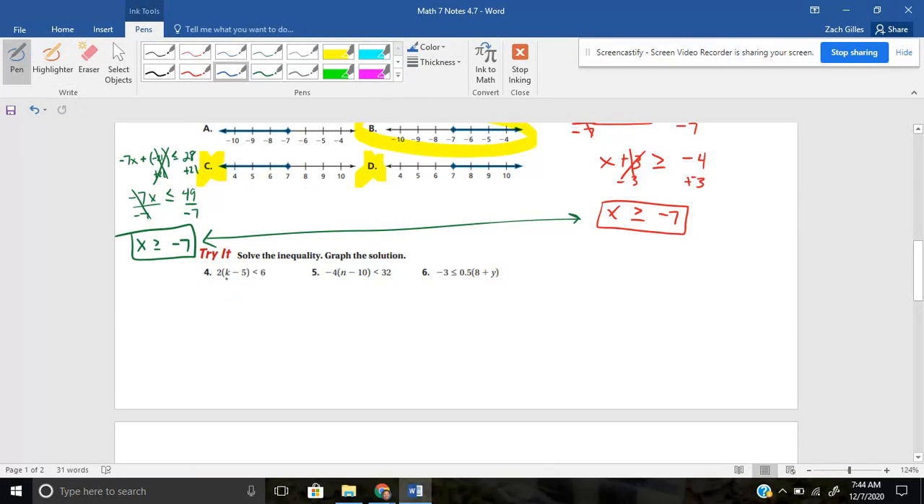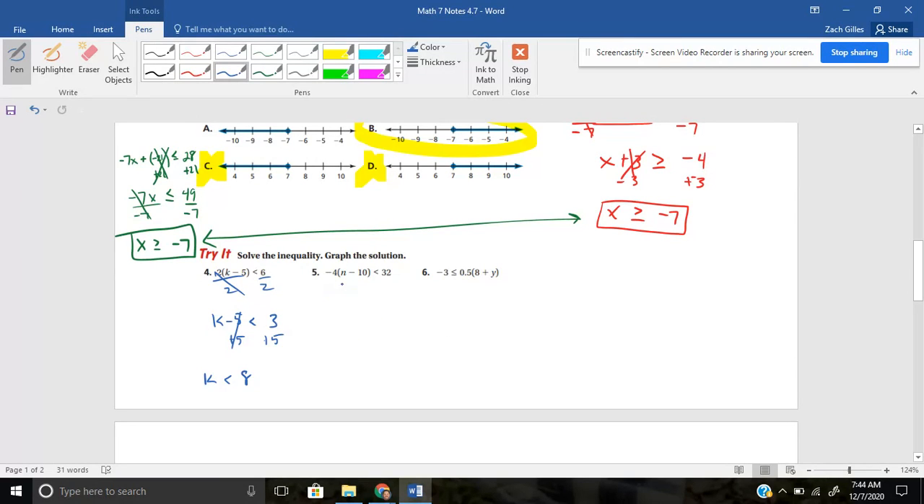All right. I would divide each side by 2 first. 2 divided by 2 is 1, so that cancels. K minus 5 is less than 3. And then all I have to do is add 5 to both sides. So K is less than 8 for the first one there.